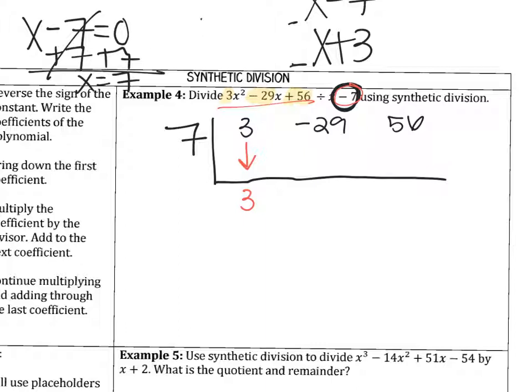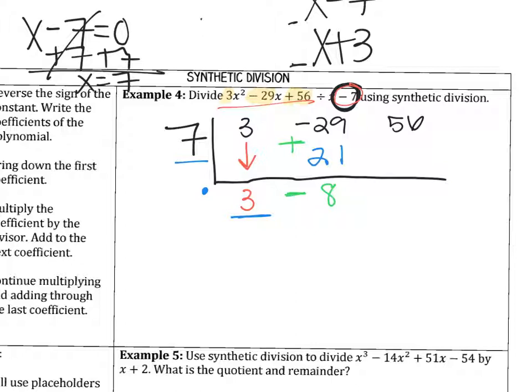Next step, you're going to do 7 times 3. And 7 times 3 is 21. You're going to put that number here on your next row. Then you're going to add these up. Well, negative 29 plus 21 is negative 8.